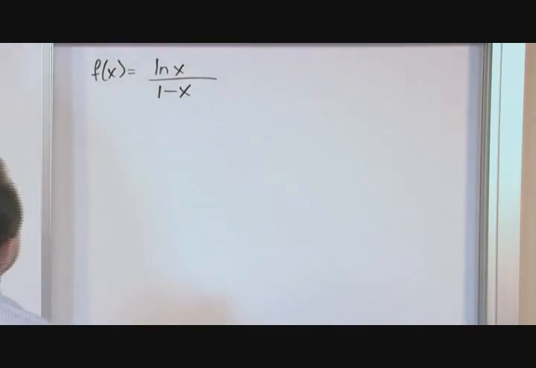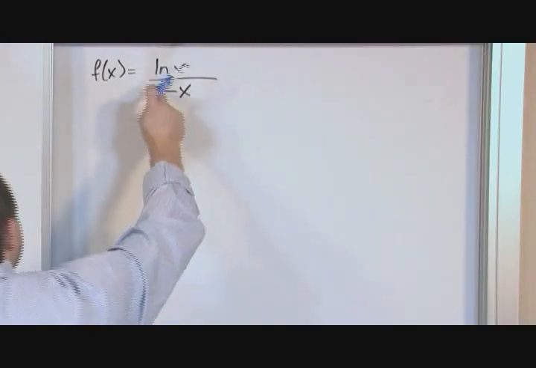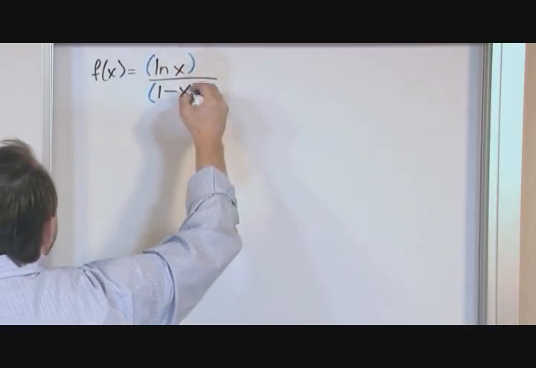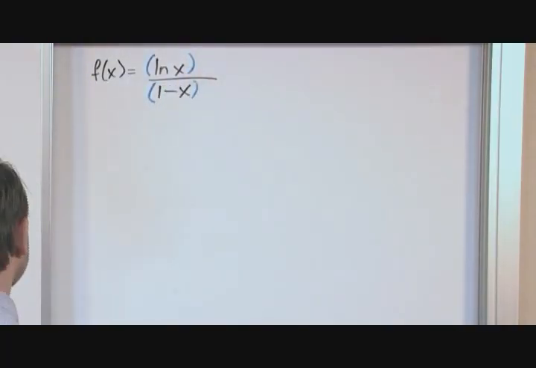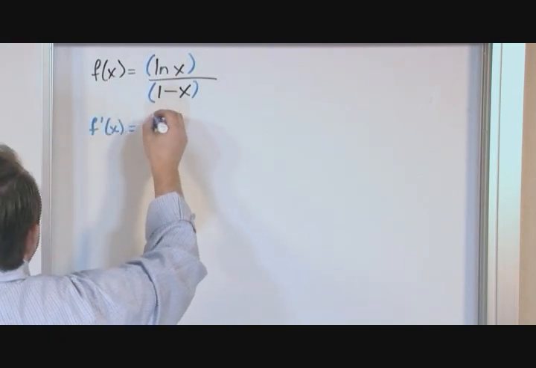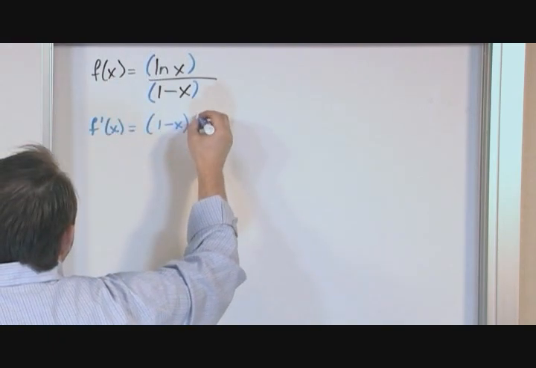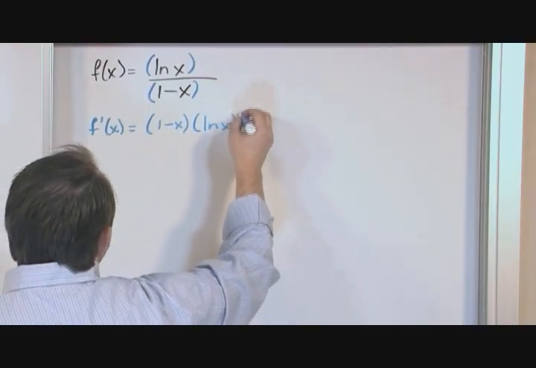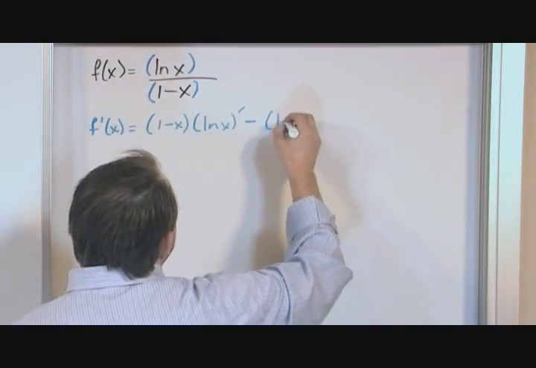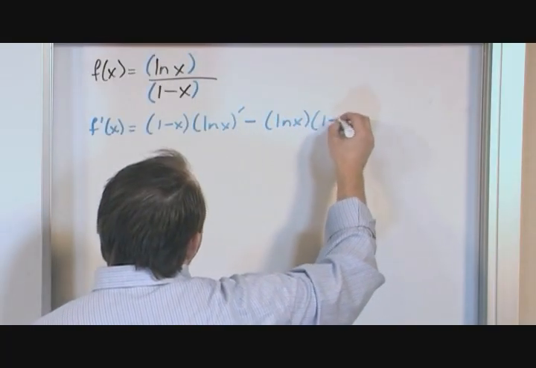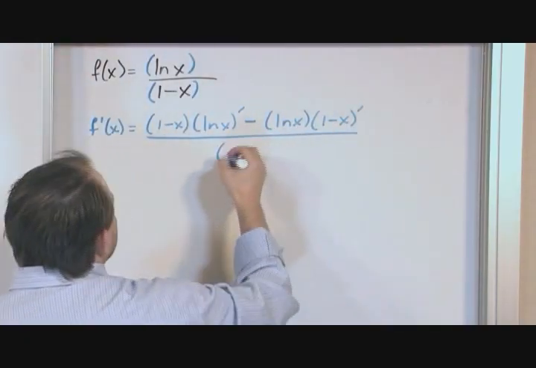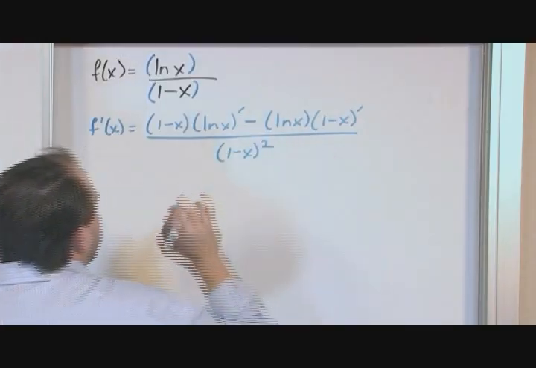Well, the first thing I notice is, yeah, I've got a natural log, but bigger picture than that, I've got a giant quotient. I've got this guy on the top, if you think about it like this, and I've got this guy on the bottom. So I do need to follow the quotient rule. So that's what I'm going to do. F prime of x is equal to the bottom, 1 minus x, times the derivative of the top, natural log of x prime for a derivative, minus the top times the derivative of the bottom, over the bottom squared, 1 minus x squared.